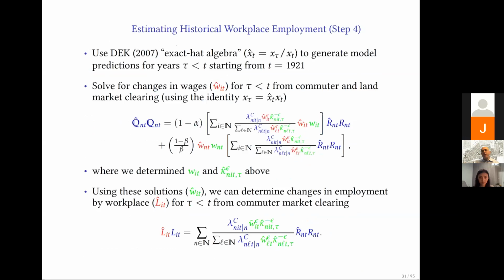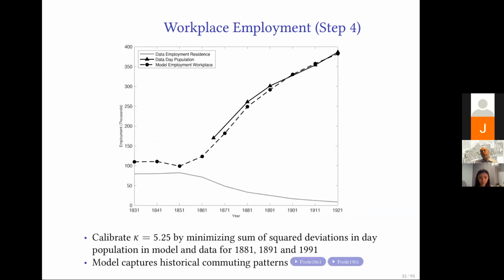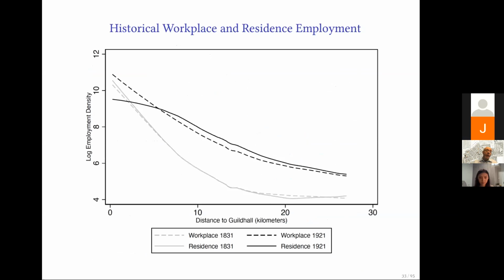So we've now validated this approach by showing that the model is able to capture this large-scale separation of workplace and residence and match historical commuting patterns. One implication of that, of course, is that we can back out from the model the entire distribution of workplace employment across locations. This shows you those distributions.